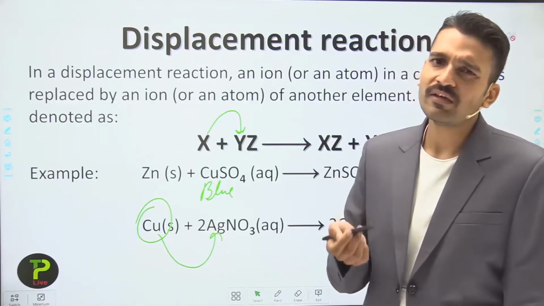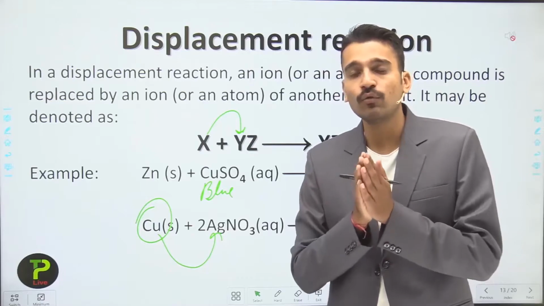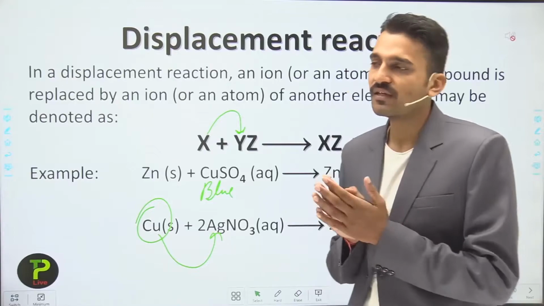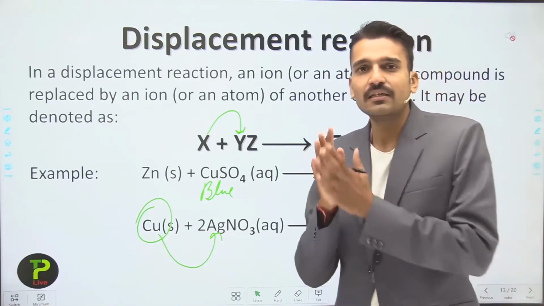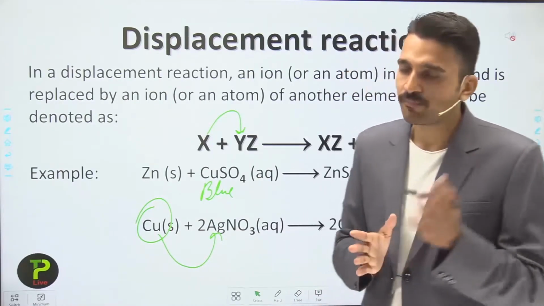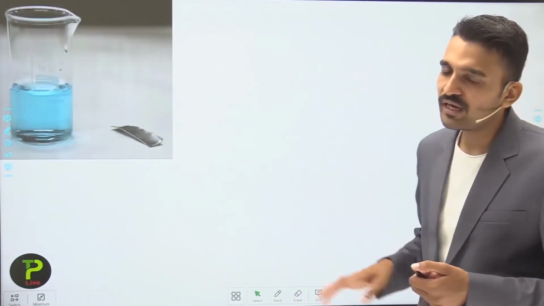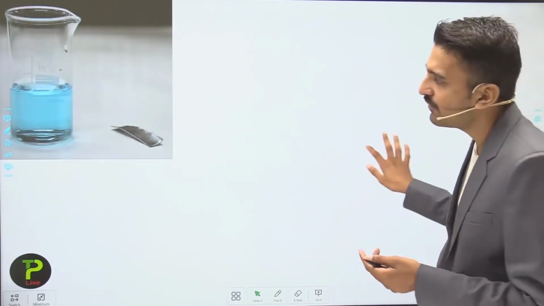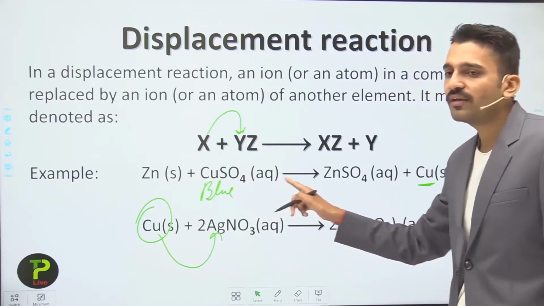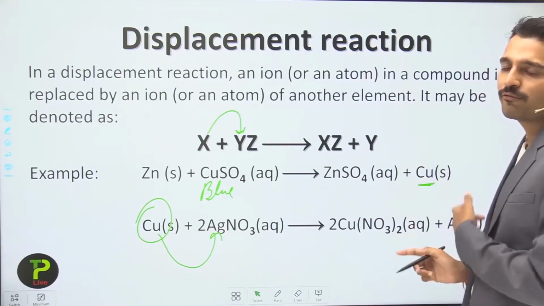So how can we judge which element is more reactive and which element is less reactive? For that we have to study the reactivity series of elements. There is a reactivity series of metals and also a reactivity series of non-metals. We are going to see that, but before moving into it, let's check the example that we have studied here, that is the addition of zinc to copper sulfate solution and the formation of zinc sulfate along with the displacement of copper.